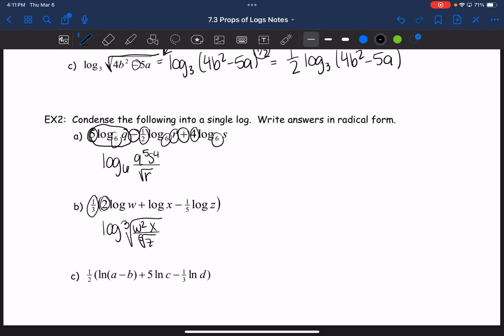All right, for part C, this one is the natural log. It is all raised to the 1/2 or under a square root. We'd have a minus b, plus, this tells me c had an exponent of 5, so multiplication now. Minus means we have division, and we've got 1/3, so a cubed root of d.